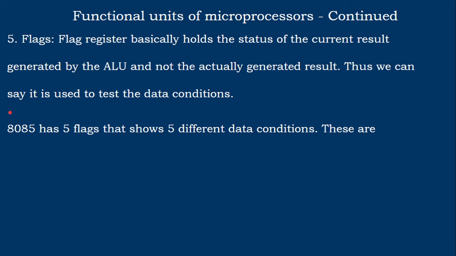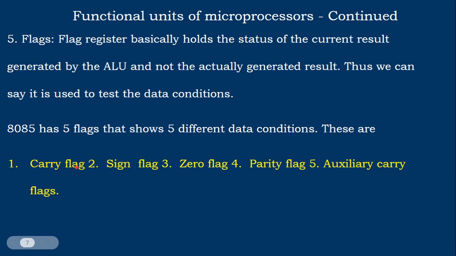8085 is the microprocessor we are seeing now. It has 5 flags: carry flag, sign flag, zero flag, parity flag, and auxiliary carry flag. So what is the carry flag? The carry that comes out of addition or the borrow that comes in subtraction. The sign flag helps to indicate the sign of the data, positive or negative. Positive is 0 and negative is 1. And the zero flag helps to indicate whether the 0 is reached or not.